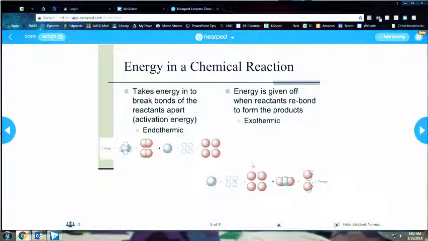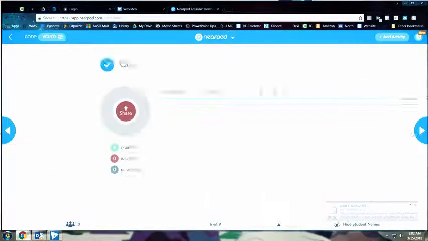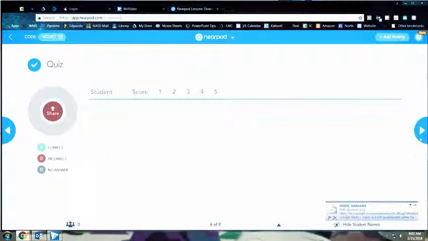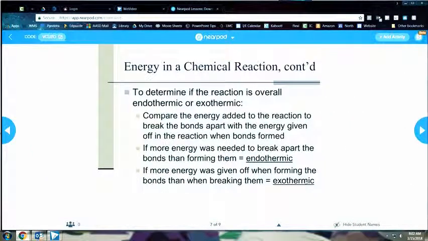And so what we have to do is figure out, did we have to add in more energy, or was more energy given off in that reaction? And that will help us determine if we have an endothermic reaction or exothermic reaction. There's some energy added into every reaction, there's some energy given off in every reaction, and all we have to do is compare those two. So overall, to determine if a reaction is endo or exothermic, we always are comparing the energy added in to break the bonds apart with the energy given off in the reaction when the new bonds are formed.